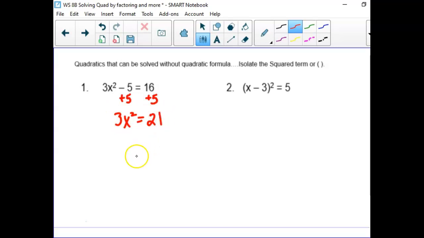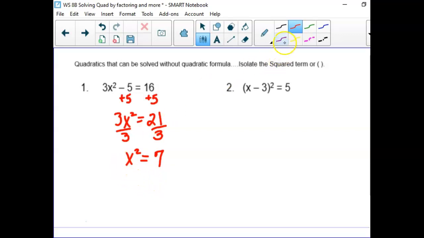Then what? Using your Algebra 1 skills, you're just going to say I need to divide. And you need to divide before you can square root. You want the x by itself or the quantity that's squared by itself before you square root. So this doesn't come out nice. Okay, we're going to leave it in terms of a square root.